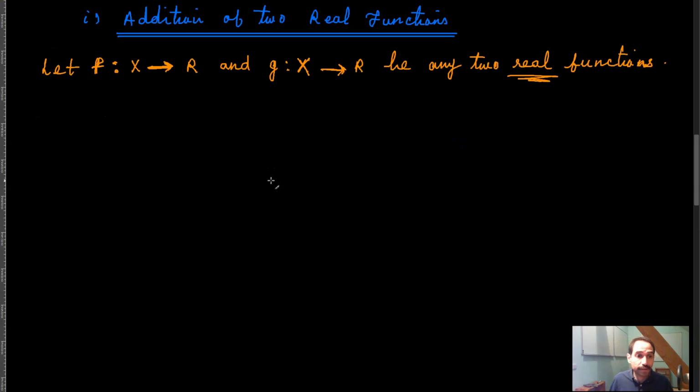Okay, so now what we have is, let f be a function from X to R and g a function from X to R be two real functions, where X is a subset of R. So X is a subset of R, meaning that the domains of the two functions are subsets of the set of real numbers, and the codomains of the two functions are the set of real numbers itself. Based on the same reasoning, you can call the two functions two real functions, right?